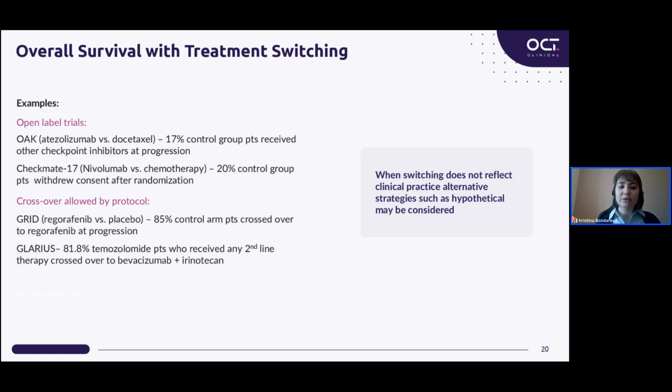So, the valid research question would be, what would the benefit on the overall survival be if the possibility to cross over had not existed? This treatment effect would be more relevant to both patients and researchers.